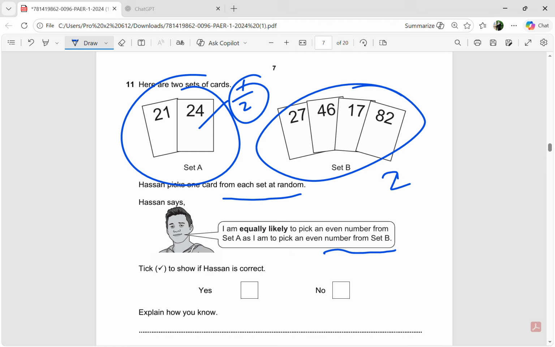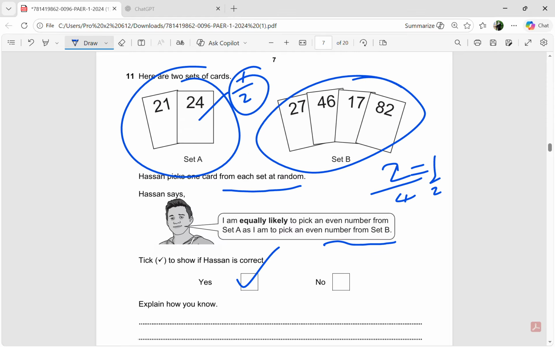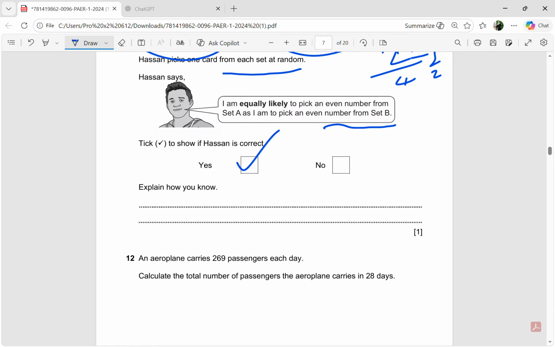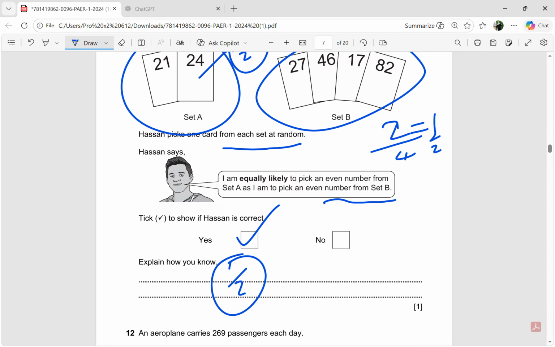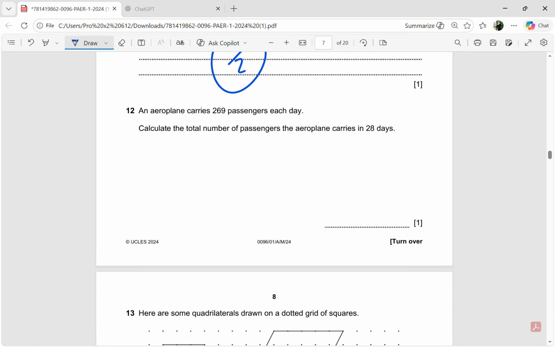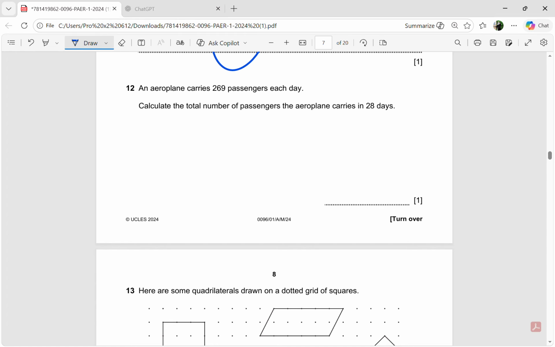We have 2 out of 4. So if we simplify, this is the same as a half. So it's very true. Why? Because the probability of getting an even number is a half on both. So the probability of getting an even number in both set A and B is a half, or we have an even chance of getting an even number in both sets.